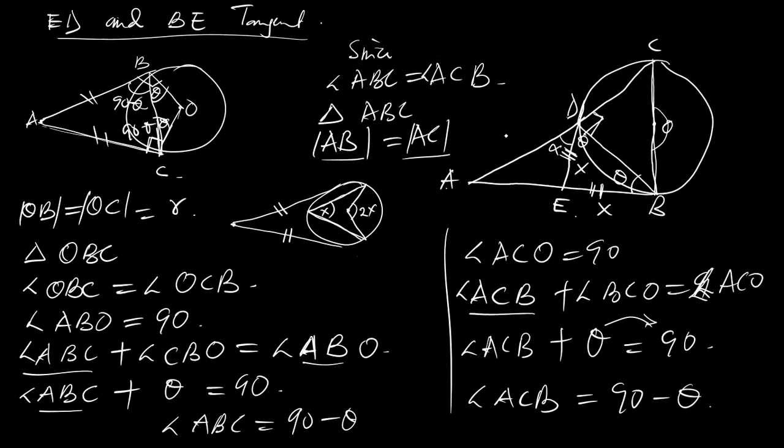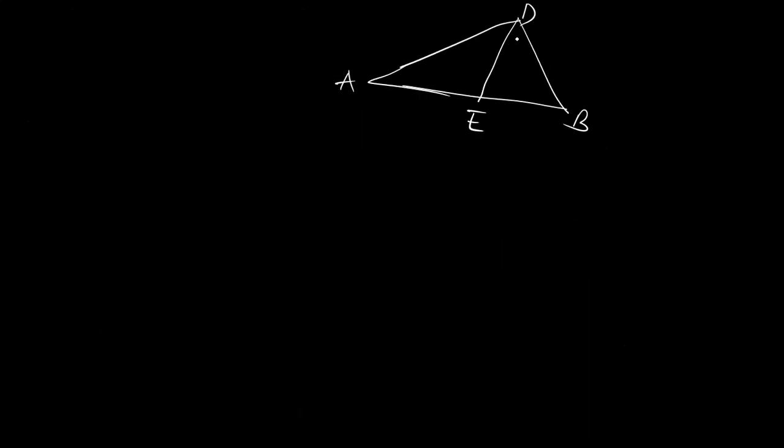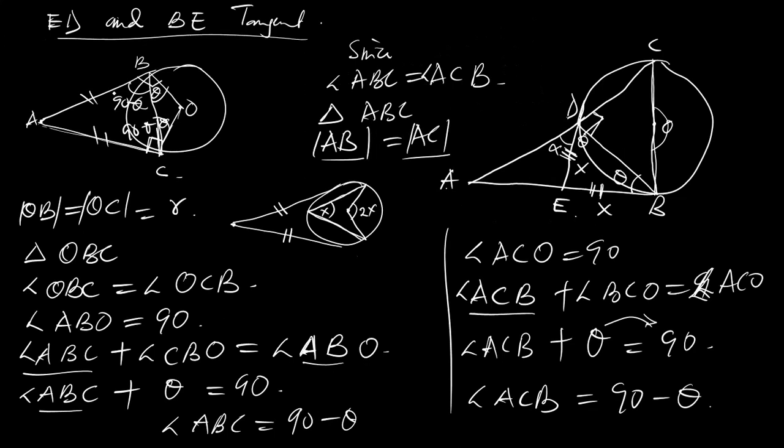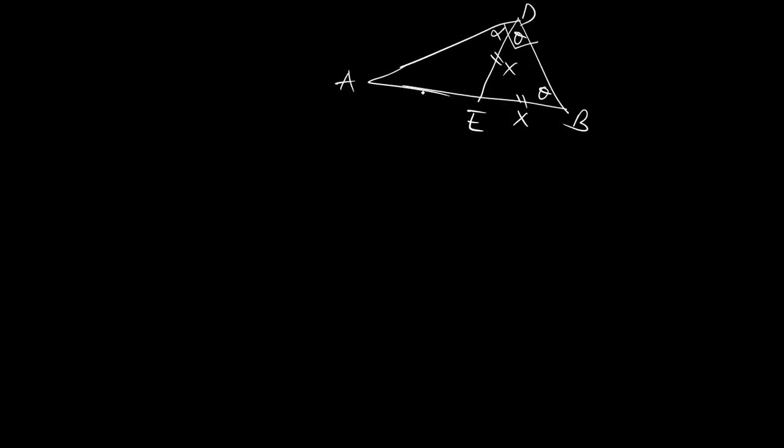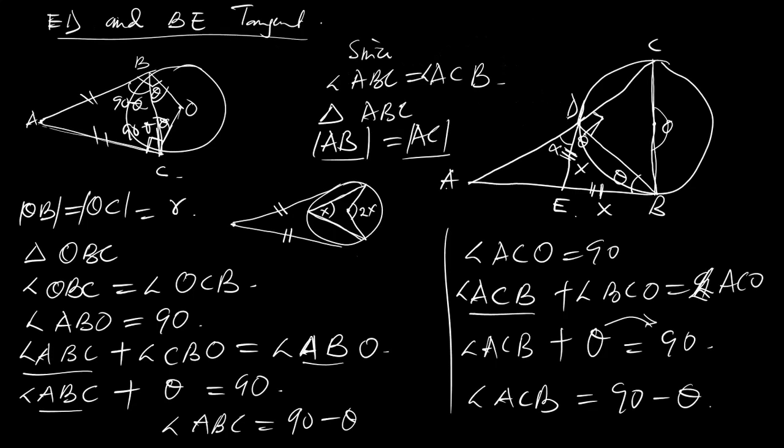Now let me draw a line like this. Here is A, D, B. Now there's a line here. Here is E. Here is theta. Here is theta. Here is x. Here is x. And here is alpha. And this angle here is 90. Based on this explanation here.